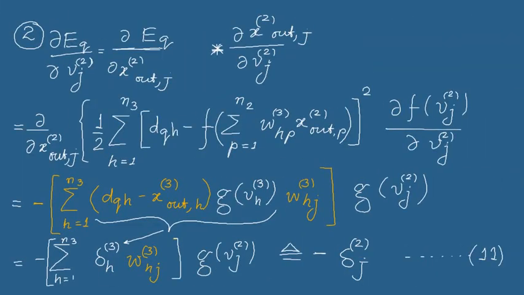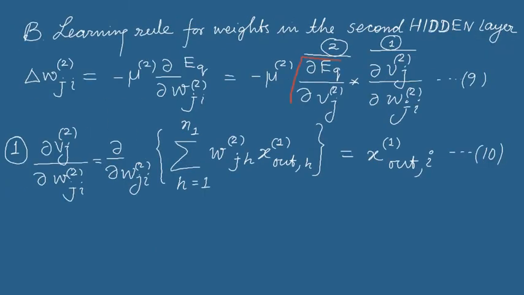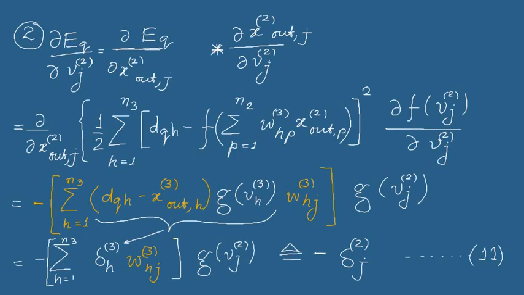Now comes the second term. The second term is this one, the derivative of EQ with respect to Vj. Now this evaluation is complex. This V2j, which is the weighted sum at the second layer, propagates through the output layer, and this is going to affect all the network outputs. Now we need to express this quantity as a function of quantities that are already known and of other terms which are easily evaluated.